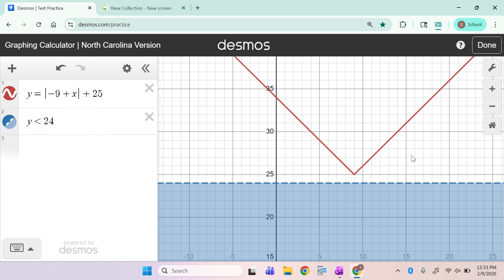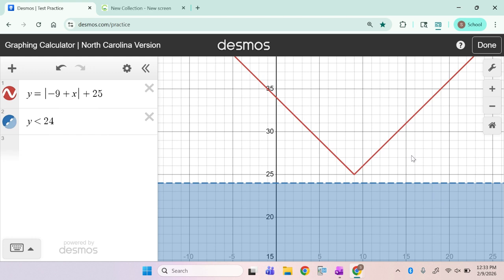Now, this one was a bit of a special case. I'll go ahead and move on just because it is a special case. If you look at this one, I graphed the left side with an equals. That gives us the red part of the graph. And then I graphed y less than 24, which is the blue part. So, is any part of that red line in the shading at all?